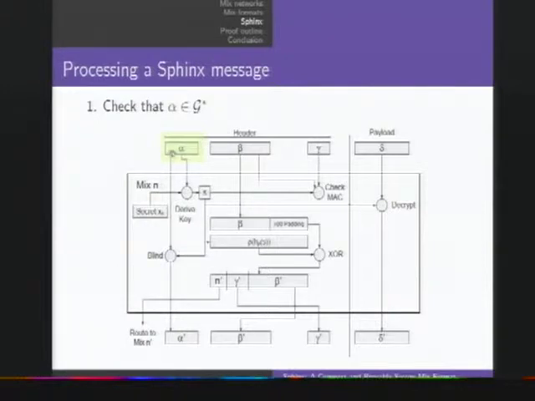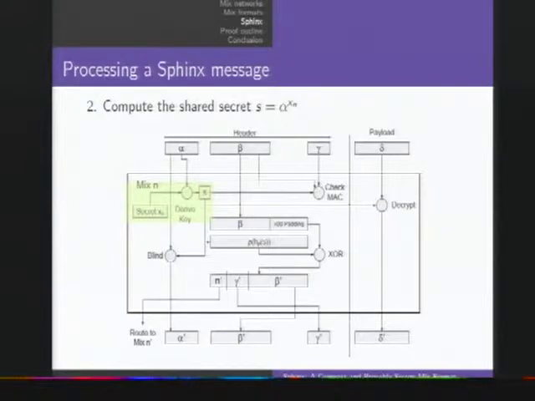For other groups like elliptic curves, you don't need to do much work at all. In fact, for curve 25519, you just basically have to check that alpha isn't all zeros. Any other string is fine. Okay? You don't have to check anything really for beta, gamma, and delta because those are allowed to be any bit strings of an appropriate length. So you just have to check that their lengths are fine. So I didn't even write that down. The next step is to compute the shared secret.